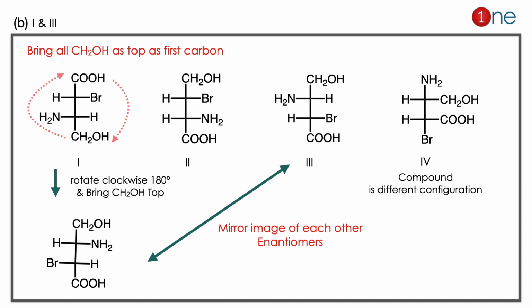Compound 4 is totally different here, so we will eliminate it straight away. If you compare 1, 2 and 3, 1 and 2 will be totally different compounds because bromine and amine are in different positions. So you only have a choice between 1 and 3. They are mirror images of each other. Definitely they are enantiomers. So the answer will clearly be B. 1 and 3 are enantiomers. The concept you have to learn here is that whenever a question on enantiomers is asked, you have to convert the structures in a uniform way. Then only you can identify it.